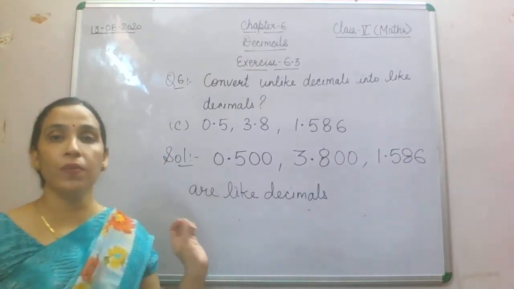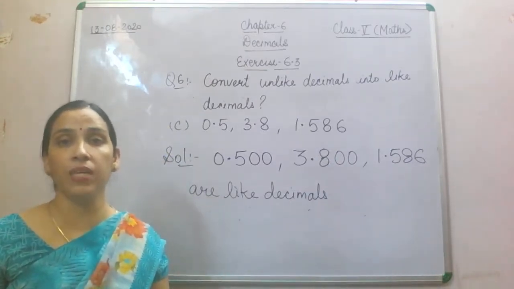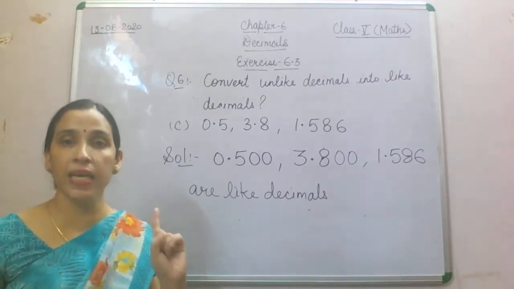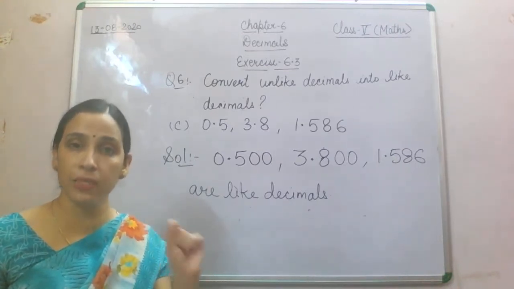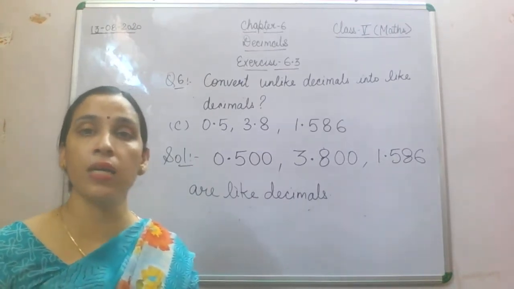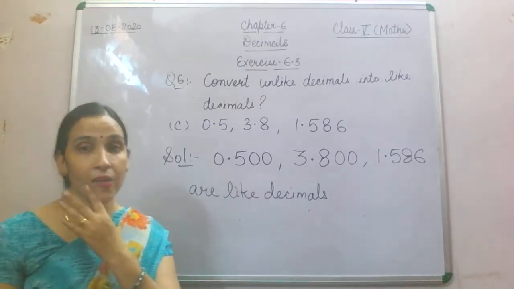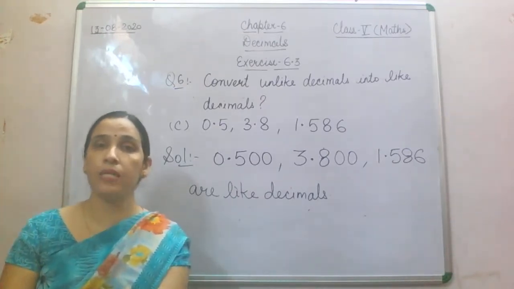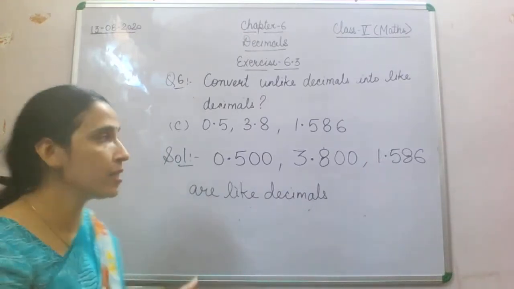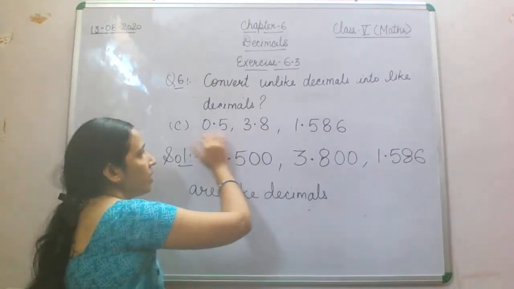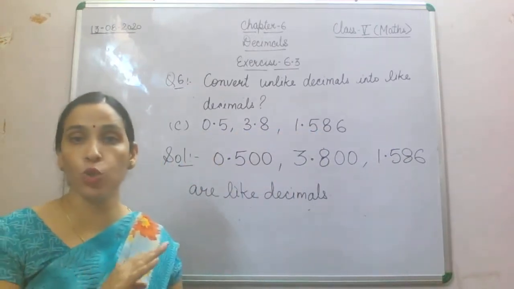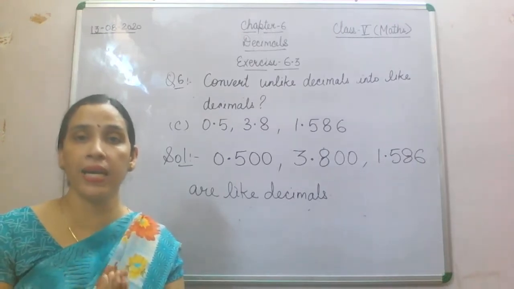So children, what we have done today is like decimals. Decimal numbers which have the same number of decimal places are called like decimals. We can convert an unlike decimal into a like decimal. Now what are unlike decimals? Like this pair, this group is called a group of unlike decimals.